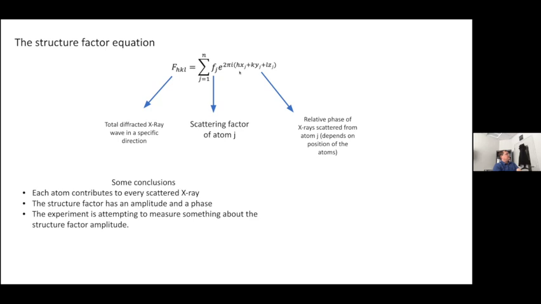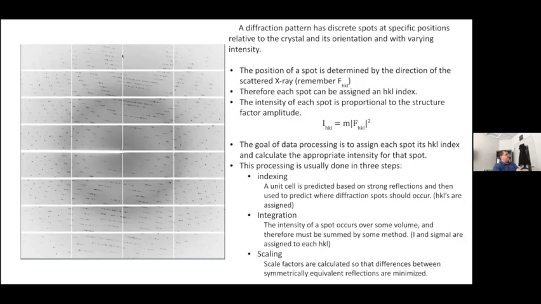And its scattering factor is multiplied by e to the 2 pi i, and then this hx + ky + lz term is just a relative phase of that X-ray scattered from that specific atom j. And it is dependent on the position of the atoms within the unit cell. Okay. And so then you sum all those up and it gives a total diffracted X-ray wave in a specific direction. That specific direction is defined by the vector HKL.